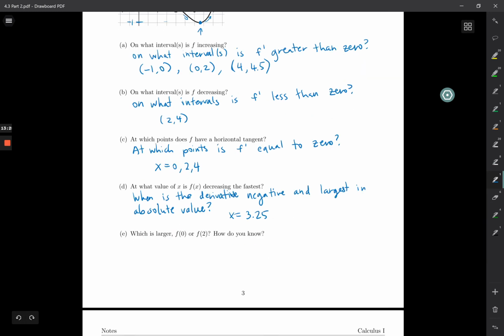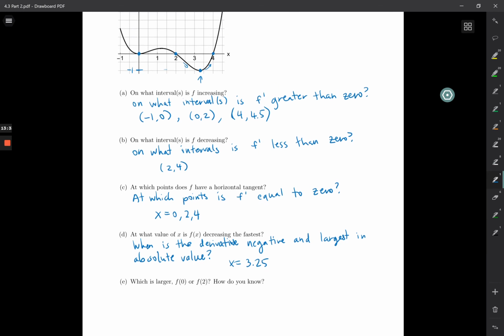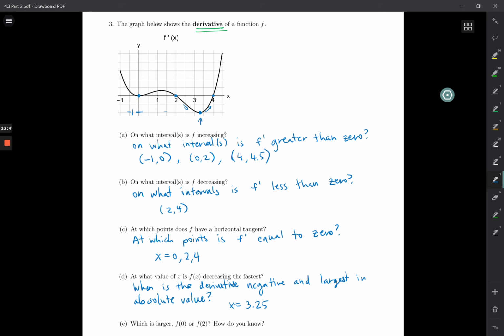Okay, now this question is interesting. So it asks, which is larger, f of 0 or f of 2? And how do you know? So we don't know the values, and there's no way of figuring out what these values are. We only know the derivative, and so we can't actually assign values or compute them from this graph. And so what we can do is just clean this up a bit.